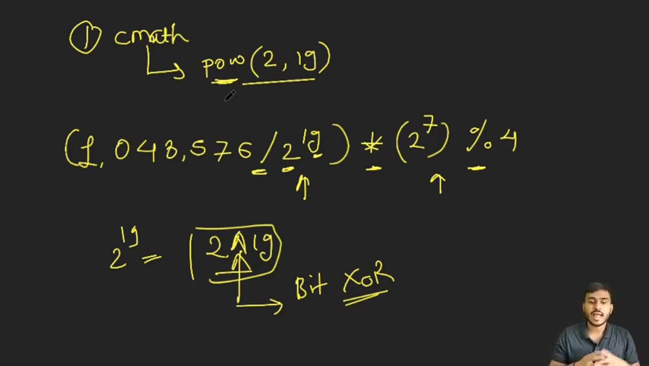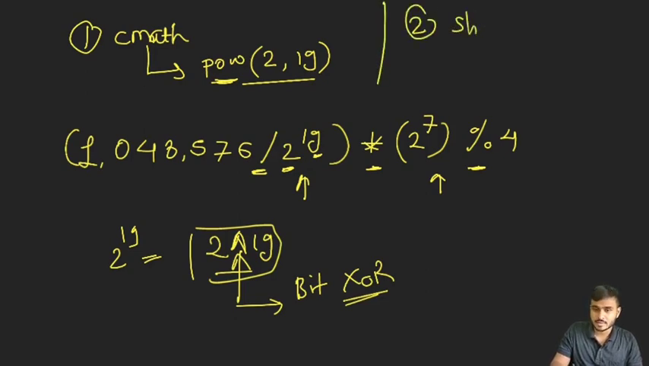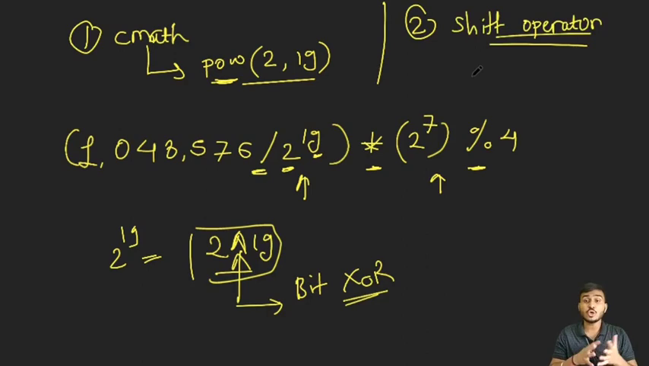All right, and the other method which we can use is using the shift operator. So we can also use shift operators to solve this example. I'm going to explain how we can make use of the shift operators to solve this example. So let's quickly go to Visual Studio Code and see how we can solve this expression with the help of the CMath library and POW function. Let's first solve that.